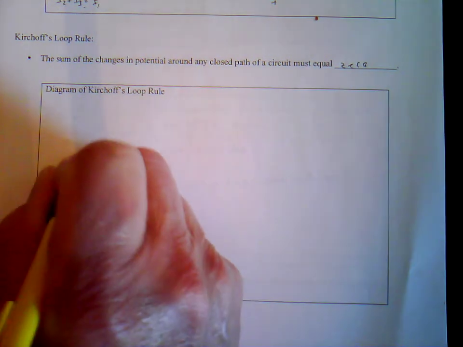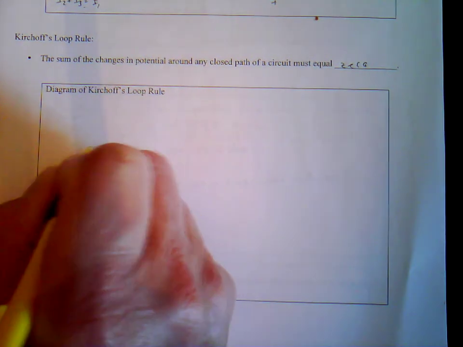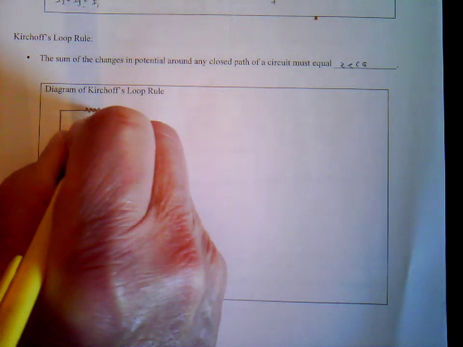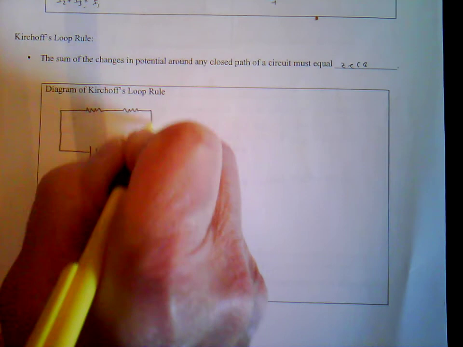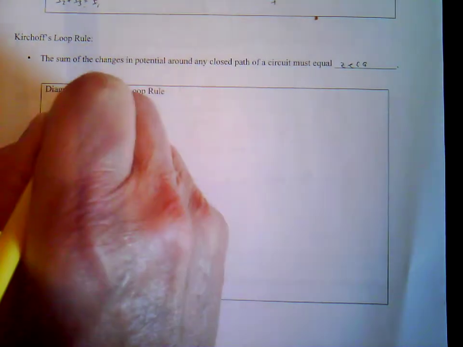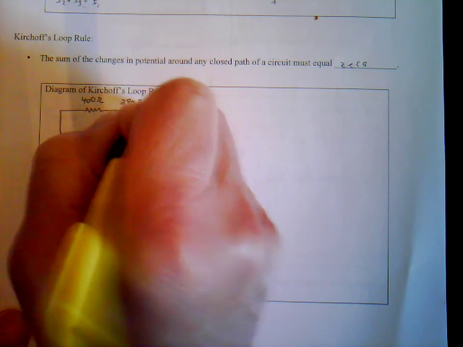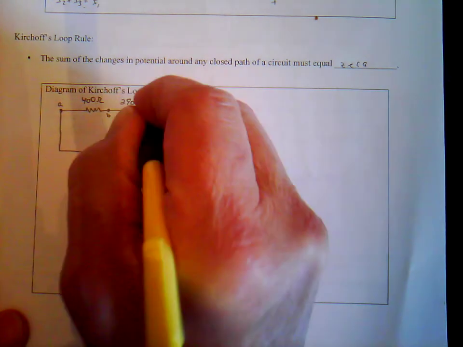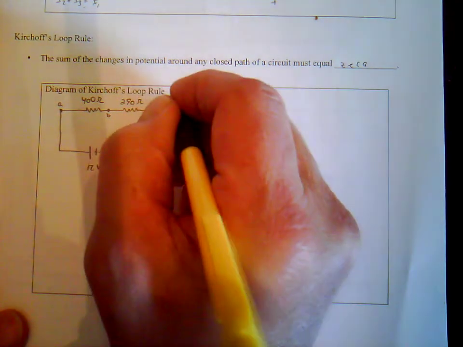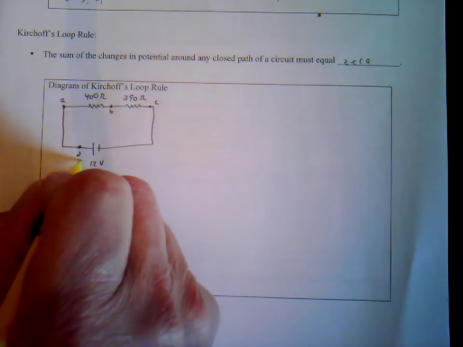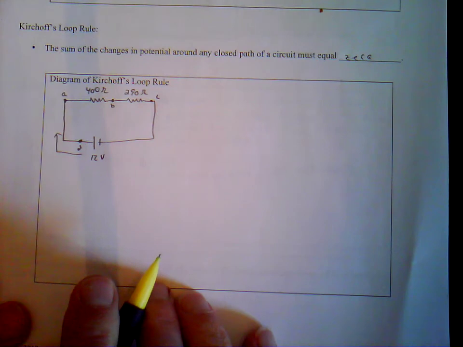Let's make a circuit. This is the battery. Let's say this is a 12-volt battery. We have one resistor, and we have another resistor. Let's say this is a 400 ohm resistor, and let's say this one is a 290 ohm resistor. We're going to call this point A, this is point B, this is point C, say this is point D. And the current is going from high to low potential.